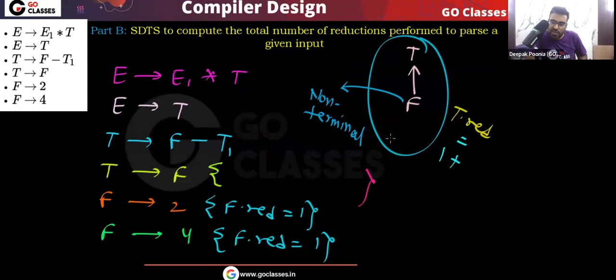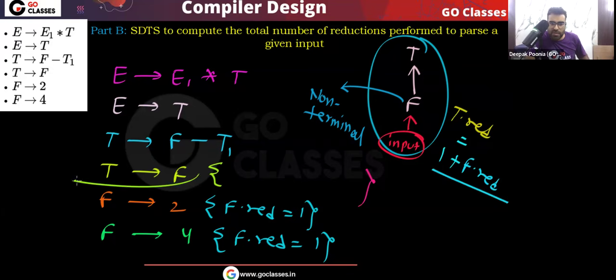Do you agree with me that some input will reduce to f and then this f will reduce to t. So you can see when this input is reducing to t, then what is the total number of reductions? That is t dot red. So that is equal to one reduction here plus whatever is the number of reductions to reduce this input to f, that is your f dot red, that is captured by f dot red. So finally I can say that corresponding to this production, what will be the semantic rule? That will be, you can see t dot red, that is equal to 1 plus f dot red. Do you agree with me?